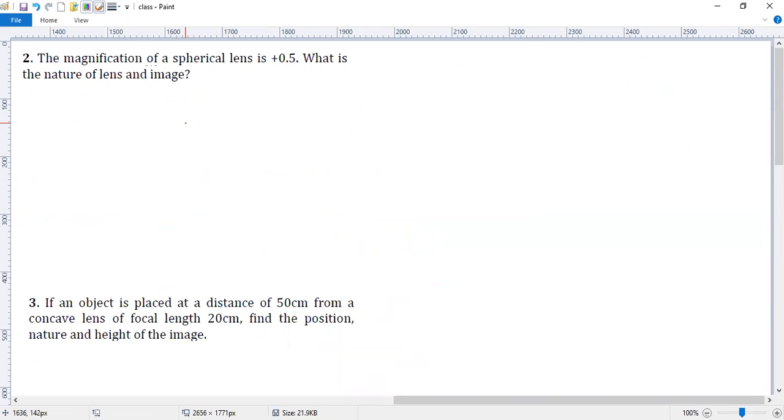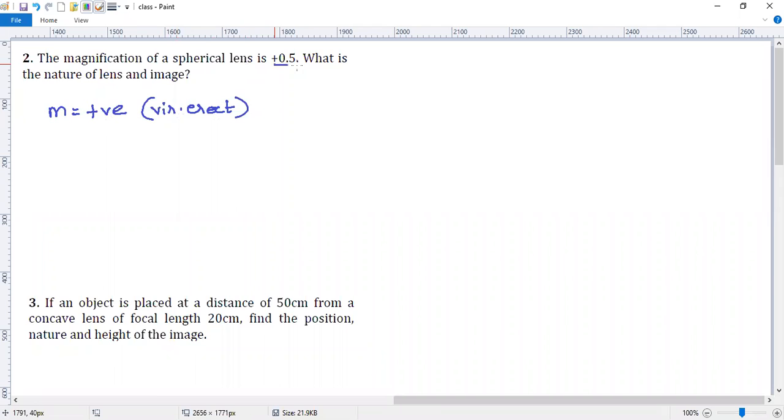Question number 2. Magnification of a spherical lens is given as plus 0.5. Magnification is positive. What did we see now? The virtual erect image. So it has got to be an erect image, it has got to be virtual erect. In any scenario, whether it's a lens or a mirror, if it is positive, then it will be a virtual erect image.